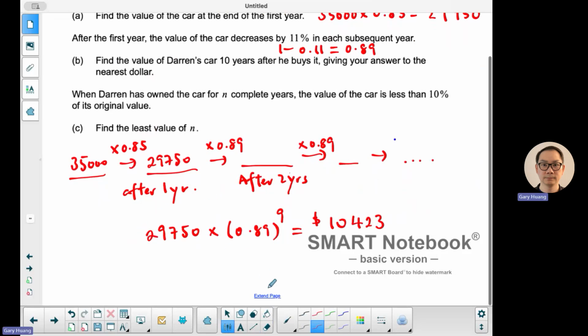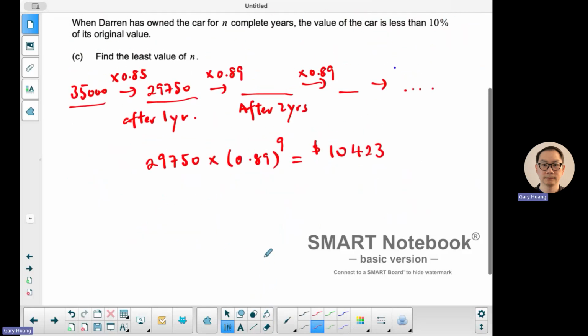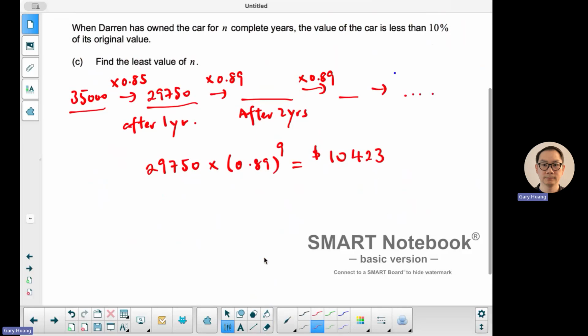Part C of the question, you want to reach 10% of the original value. What is 10% of the original value? Well, what you need to do is take the original amount and multiply it by 10%. So we're looking at 3,500. You want it to be less than it, right? So you want to solve for the value of n.